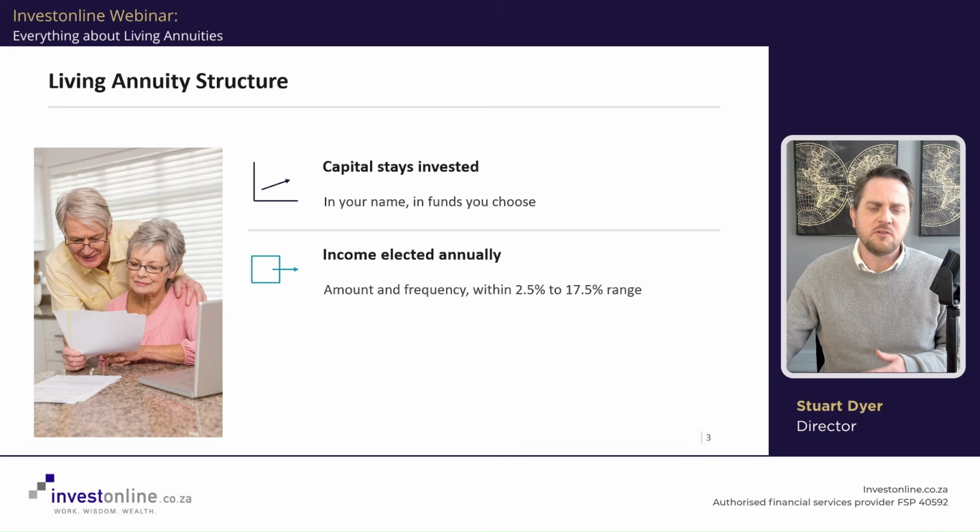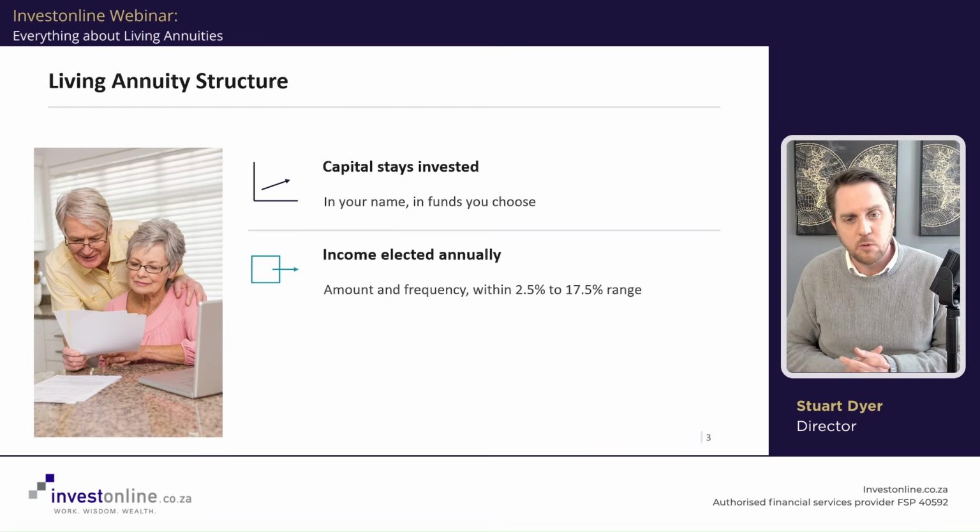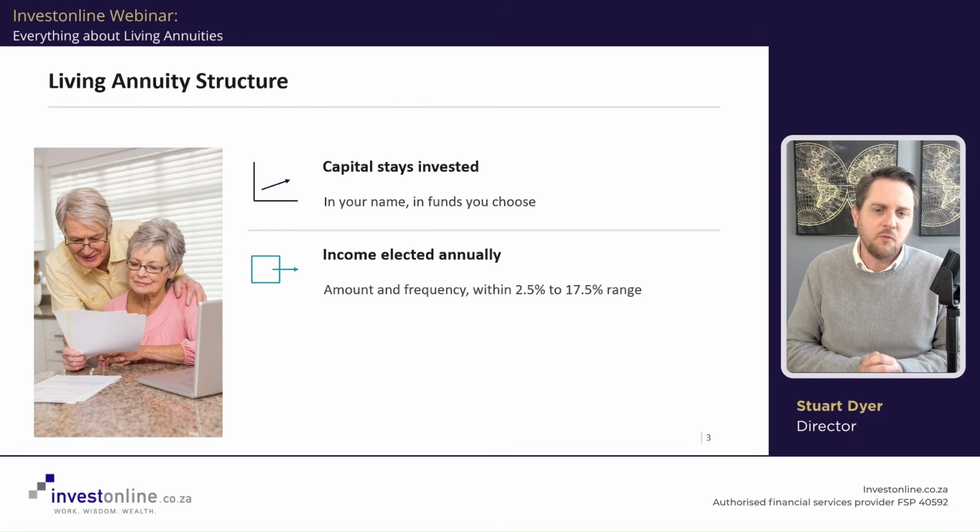The income is bound by living annuity rules. Currently, the range is you're allowed to draw between 2.5% and 17.5% of your capital value as an income in that 12-month period. So how that works is you can either say you want the income as a once-off annual lump sum, or you could do a quarterly income, or you could elect, as most people do, to get a monthly income, like a salary. And that range of what you're allowed to withdraw changes year by year, depending on the value of your investment.